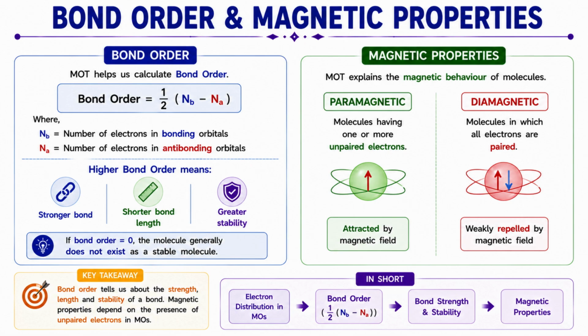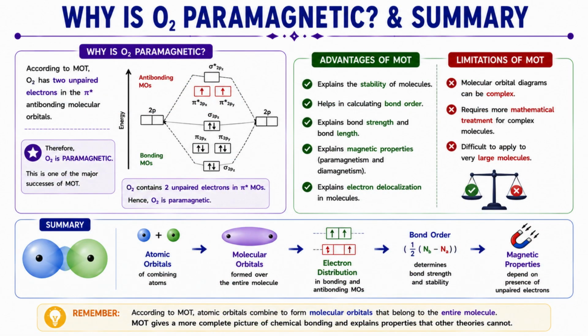Example: oxygen molecule. According to MOT, the oxygen molecule contains 2 unpaired electrons in its antibonding pi molecular orbitals. Therefore, O2 is paramagnetic. This is something that traditional valence bond theory cannot properly explain. This is one of the major successes of molecular orbital theory.